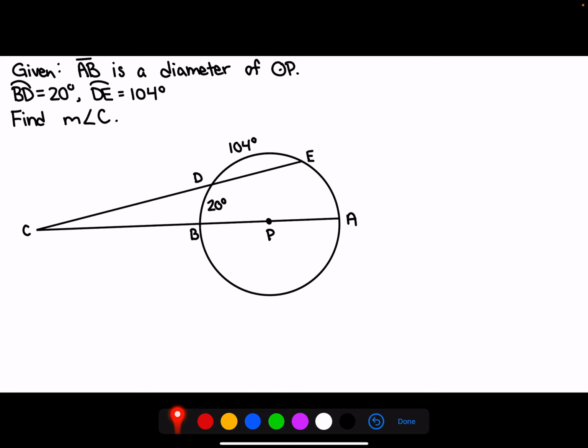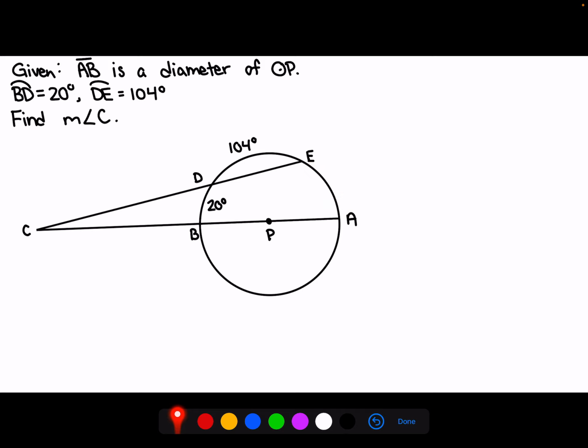Our first sample problem, we're given that AB is the diameter of circle P. BD is equal to 20 degrees. DE is equal to 104 degrees. We would like to find angle C. So first off, angle C is outside. Outside means subtract. So therefore, angle C is equal to 1/2 of arc EA minus arc DB. But I don't have EA's distance, so I need to find that.